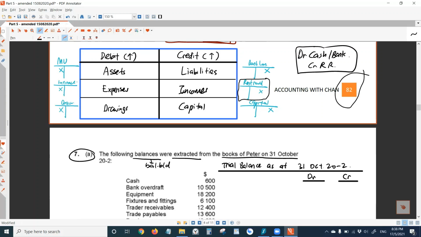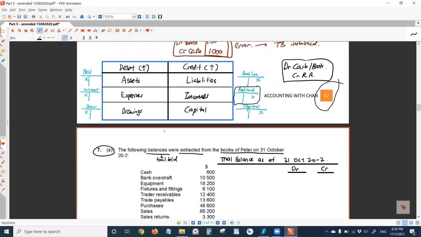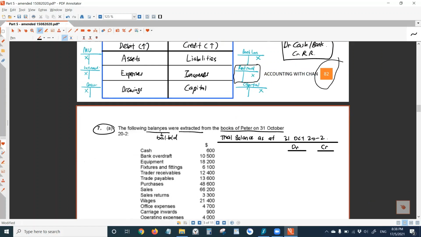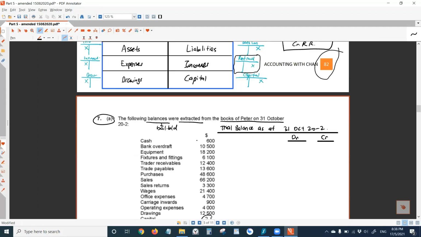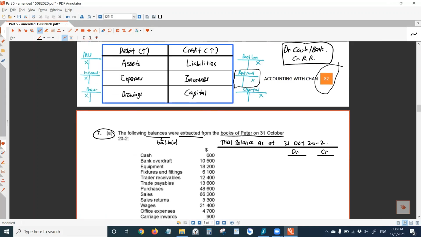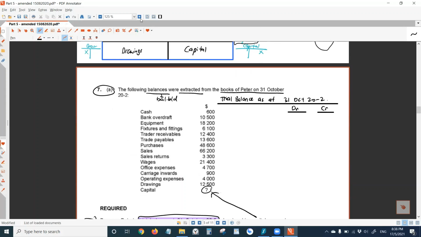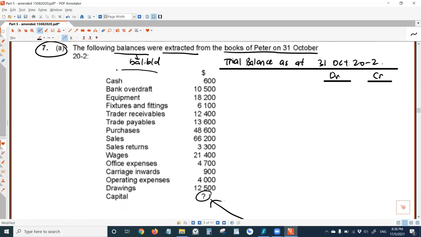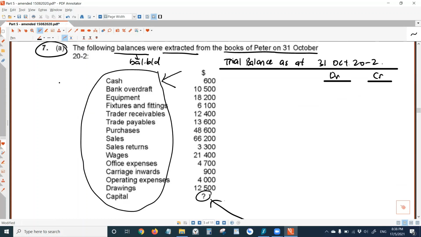Okay, so no problem. Now we continue with constructing the trial balance. I'm going to do it together with you. I cannot give you time to do it because I want to make it fast. In the exam, do you think they are going to make you write all these terms again? No, they won't. They would have all these terms ready for you, and you just have to decide for each of these numbers whether it should go to the debit column or the credit column.